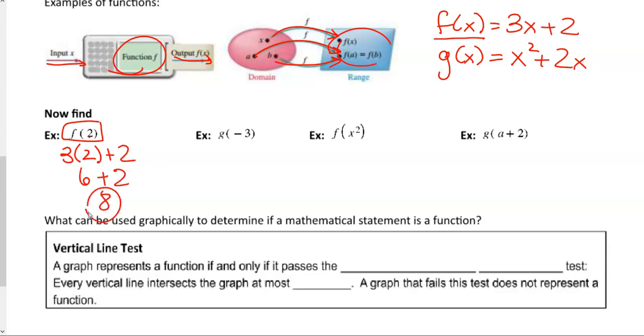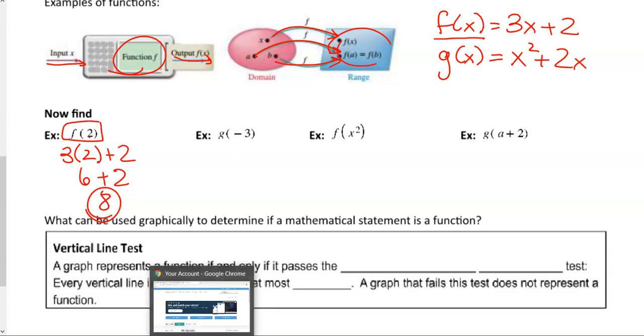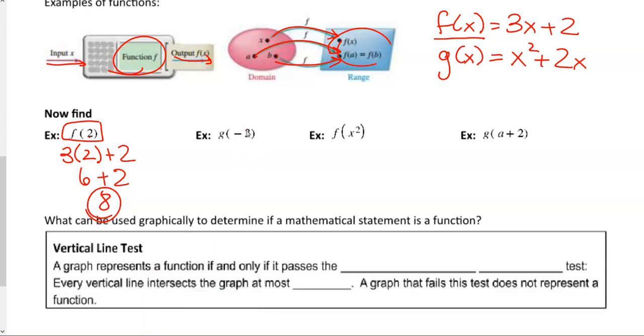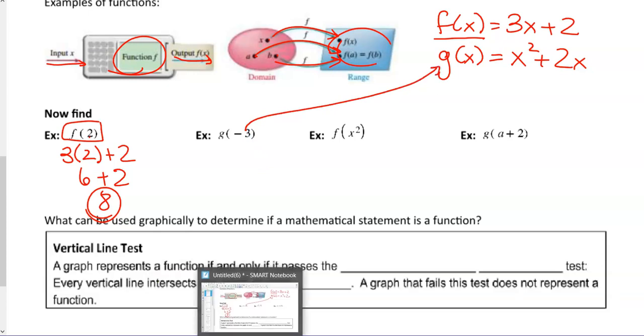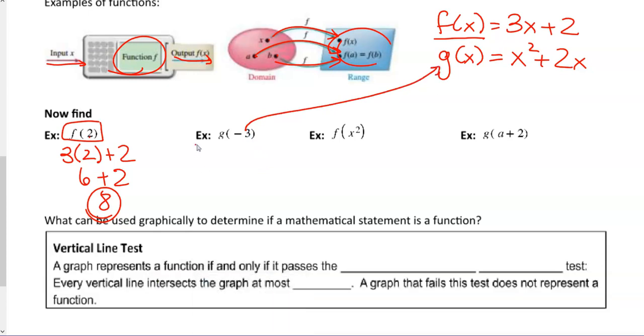So f of 2 is equal to 8. We could also ask for what is g of negative 3. G of negative 3 means that I'm going to take negative 3 and plug that into the g function and figure out what that is.